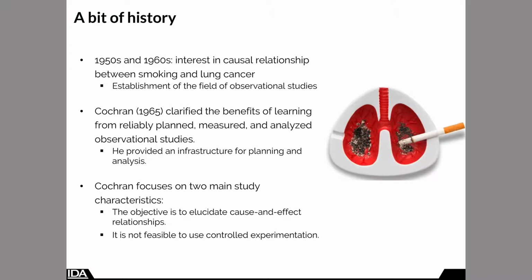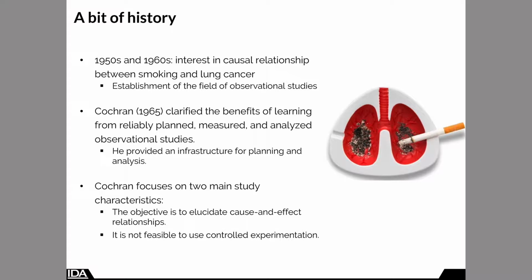So taking you through history a little bit. From Fisher, 1930s, right, we know about randomized experiments. Observational studies took a lot longer to develop, and really their development started coming around in the 1950s and 60s when people took a great interest in the relationship between smoking and lung cancer. That really was the motivating application there.